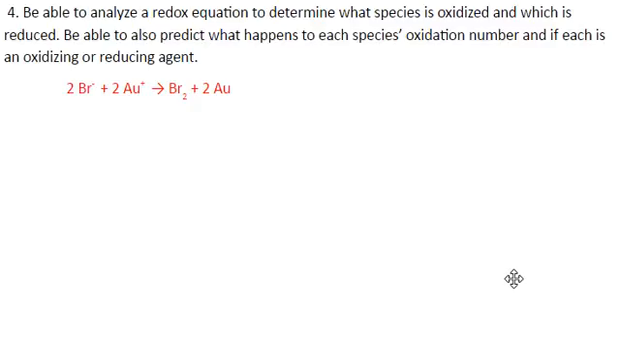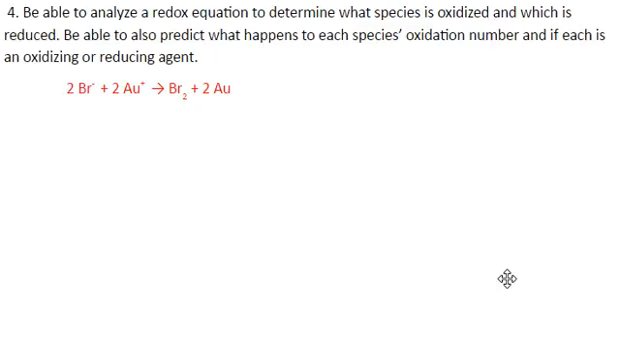Objective 4: be able to analyze a redox equation to determine what species is oxidized and which is reduced. Be able to also predict what happens to each species' oxidation number and whether it is an oxidizing or reducing agent. So we've got all kinds of stuff going on here.